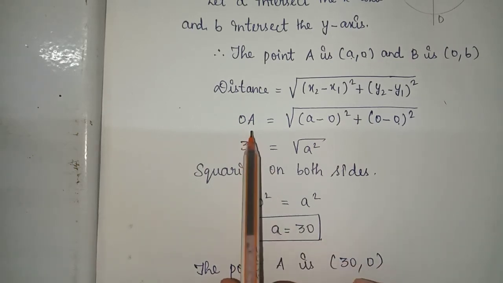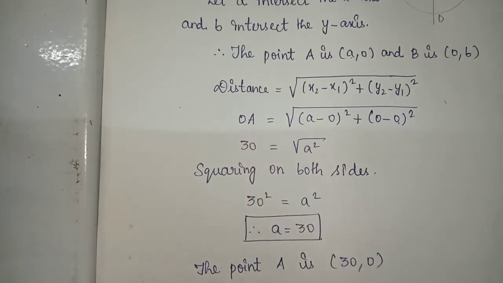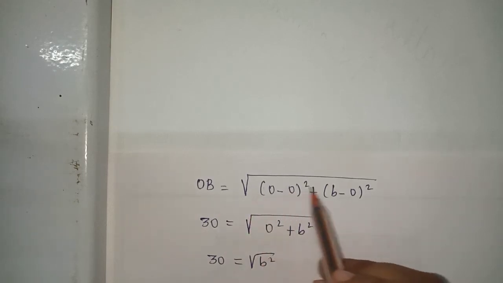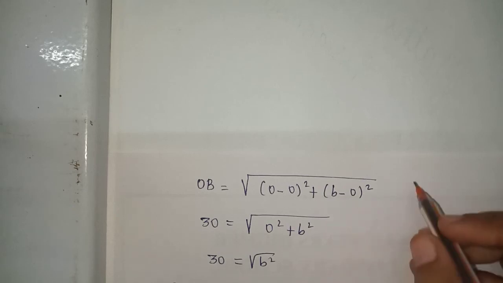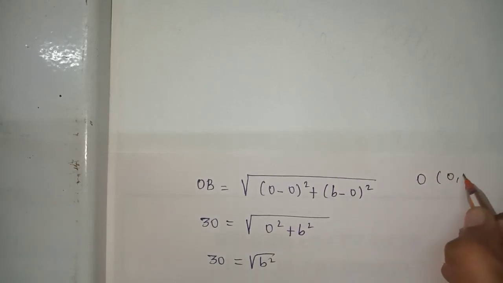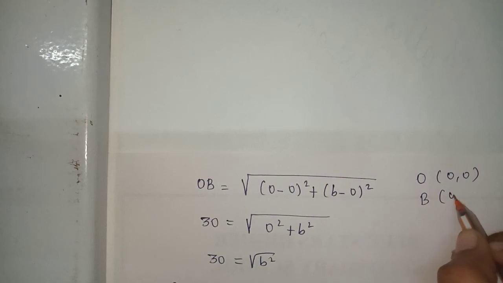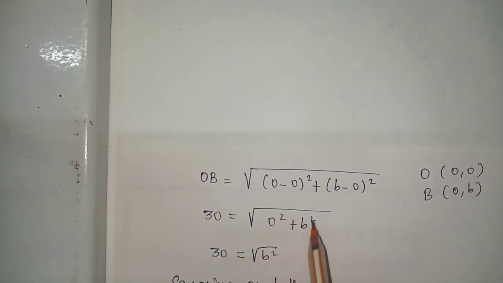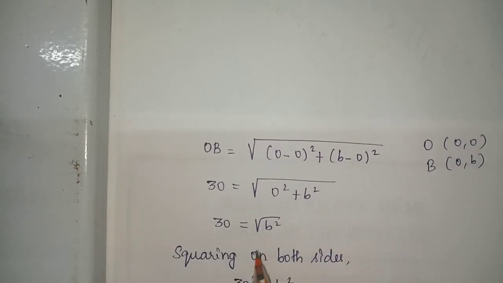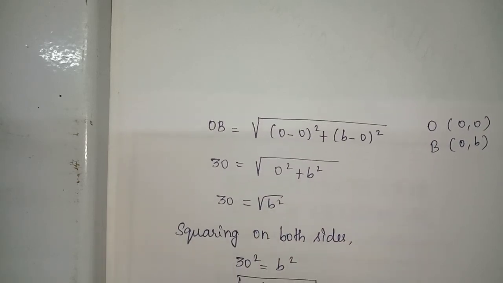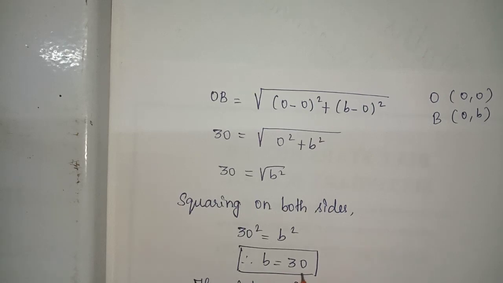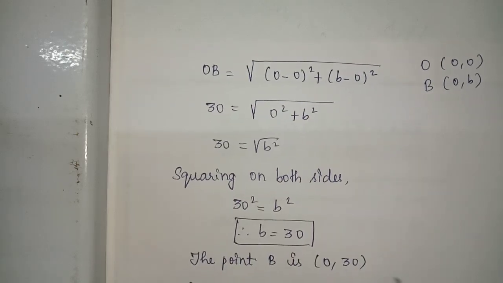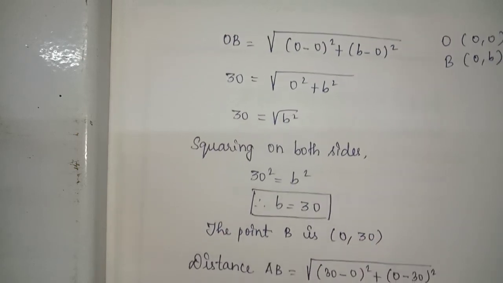Similarly, you have to find the distance OB. So OB is equal to the distance formula again, root of 0 minus 0 the whole square plus b minus 0 the whole square, because the point O is 0, 0 and B is 0, b. So 30 is equal to root of 0 square plus b square. 30 is equal to root b square. Squaring on both sides, 30 square is equal to b square. So b value is 30. So the point B is 0, 30.